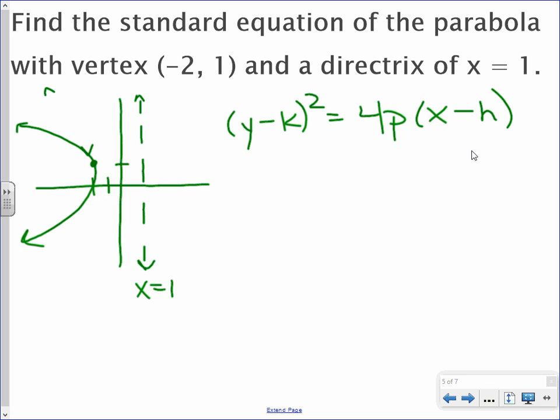Okay, do we know our vertex? Okay, please be careful here. This should be y minus 1 and x minus negative 2. Please make sure you put the x with the x, the y with the y.